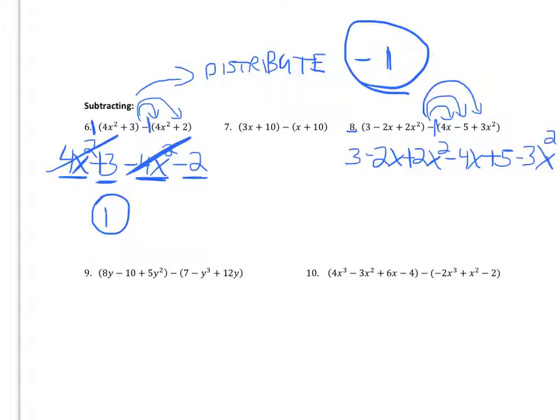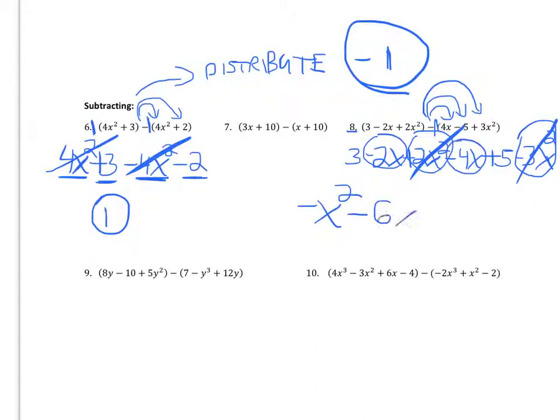Okay, let's combine all the x squareds first. I want to start with the highest exponents. Let's see here, 2x squared minus 3x squared. 2 minus 3 is negative 1, so that's just negative x squared. I'm done with the x squareds. Let's look at the x's. I have negative 2x. I have negative 4x. Negative 2x minus 4x is negative 6x. So I'm done with that. Then I have positive 3 and positive 5. I add those together. 3 plus 5 is 8.